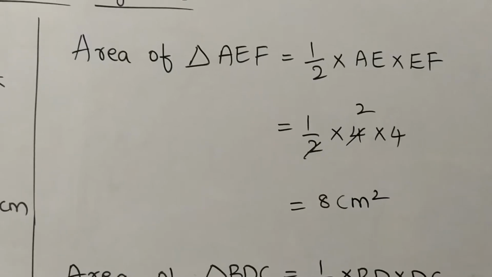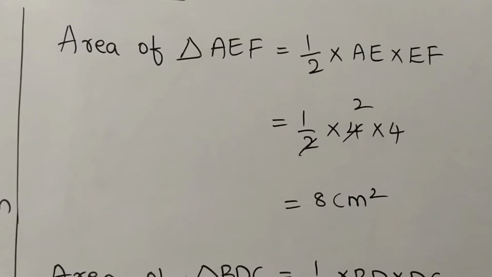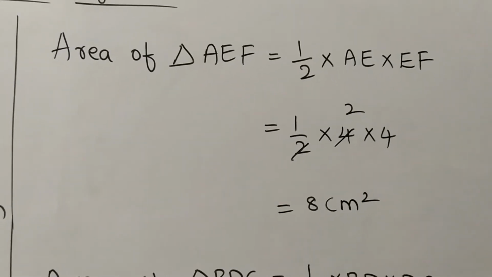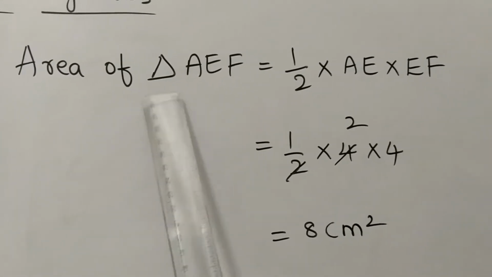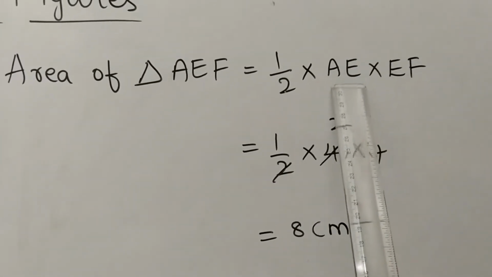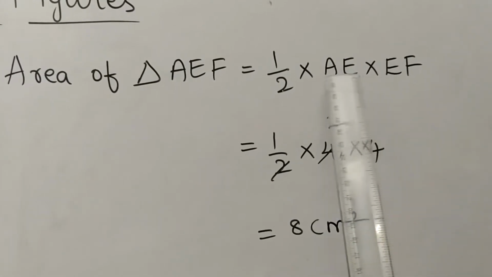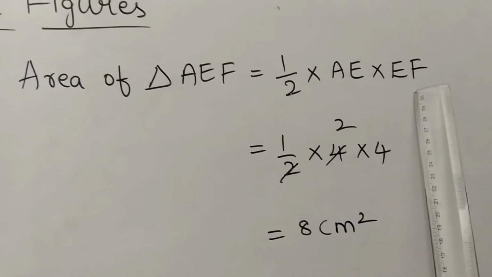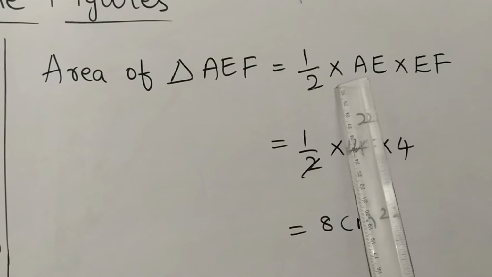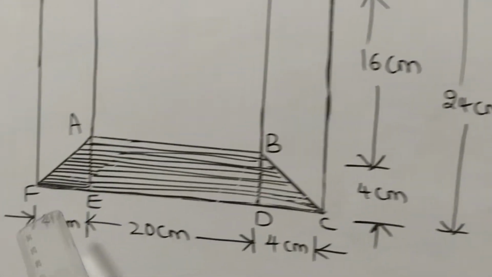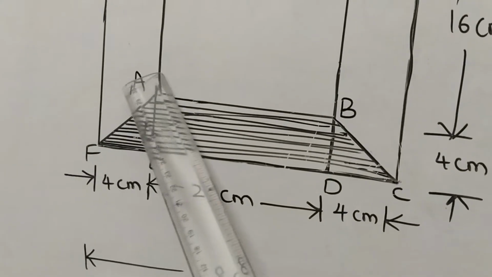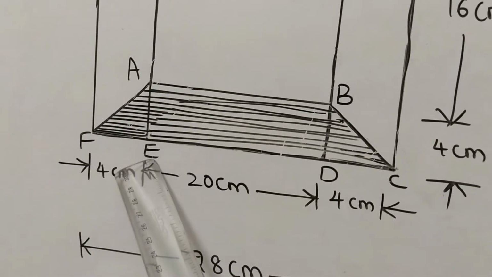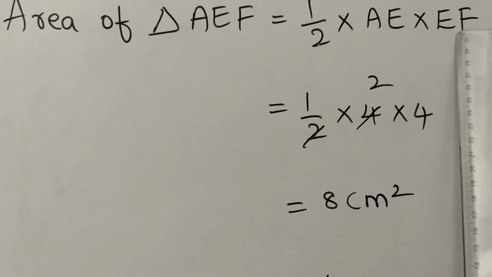Next, see here, students, we are now finding the area of triangle AEF. What is the area of a triangle, students? It is half into base into height. So here we are writing half into height into base. See here in the figure, we are taking the triangle AEF. Here the height is AE and the base is EF, students. So that's why I am writing AE into EF.